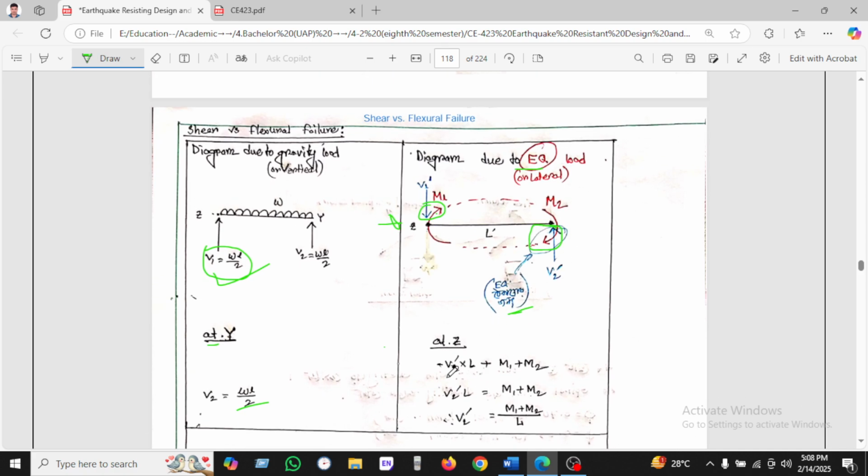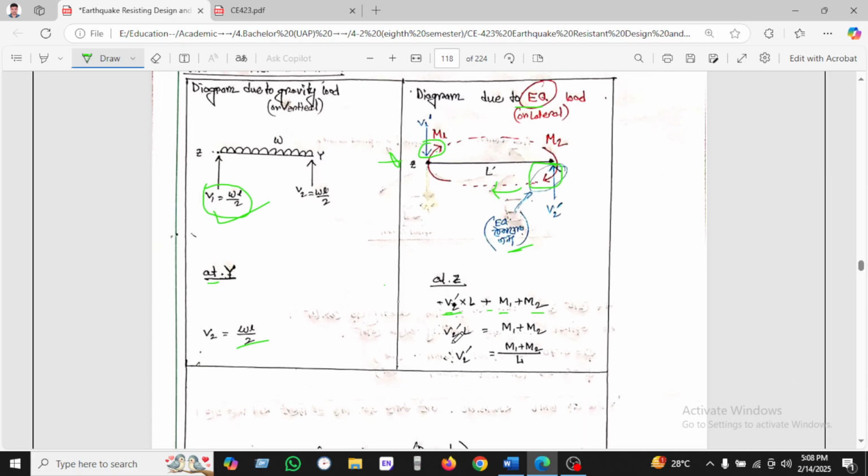So how will we get this? At first we take moment here, V2 into L, which takes the minus direction, and plus M1 plus M2. V2 is in the upward direction, that's why we use the minus sign. If we calculate in the gravity direction, then we use the positive sign. And M1 and M2 are clockwise, so we use the positive sign.